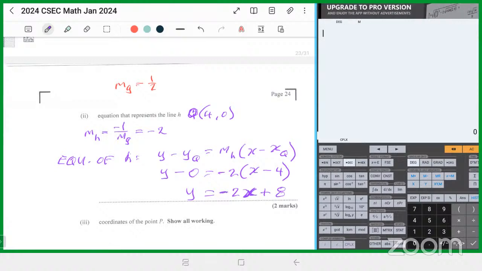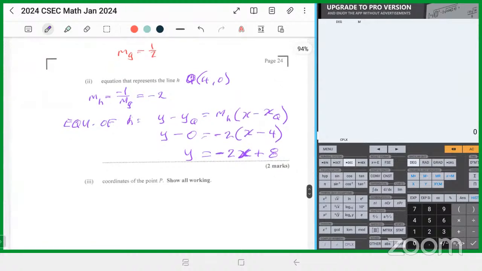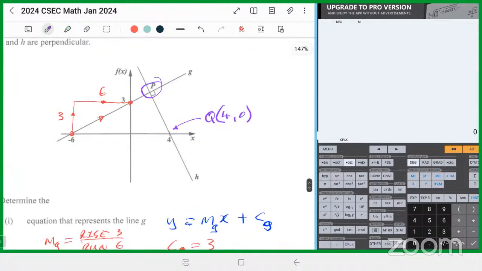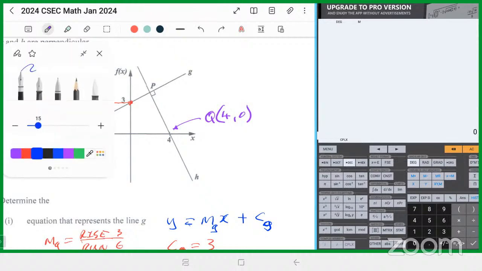All right, that is it. The next part now says the coordinates of P. We have to calculate the coordinates of P and show all working. Now let's look at the diagram. So this point P is the point of intersection of the two lines. To find that point, we need to just solve the two equations simultaneously.